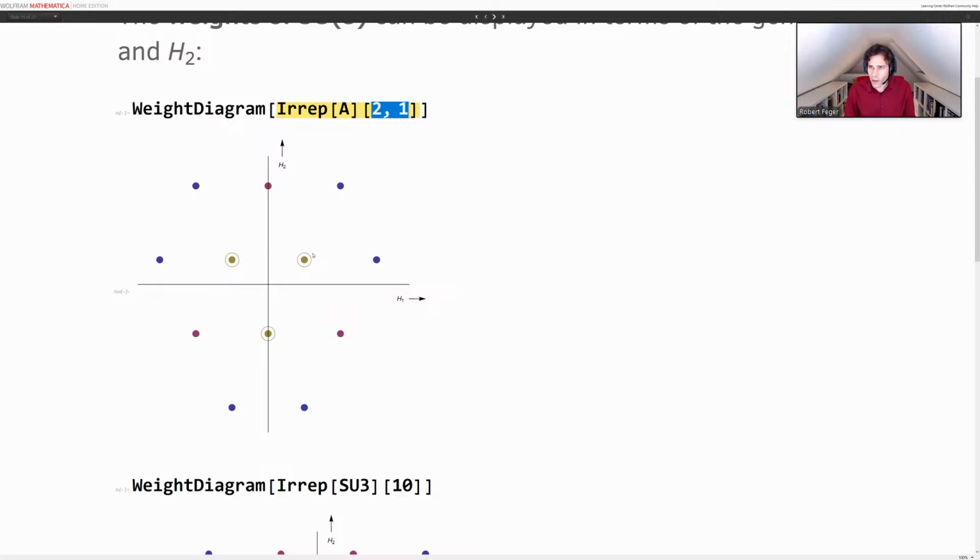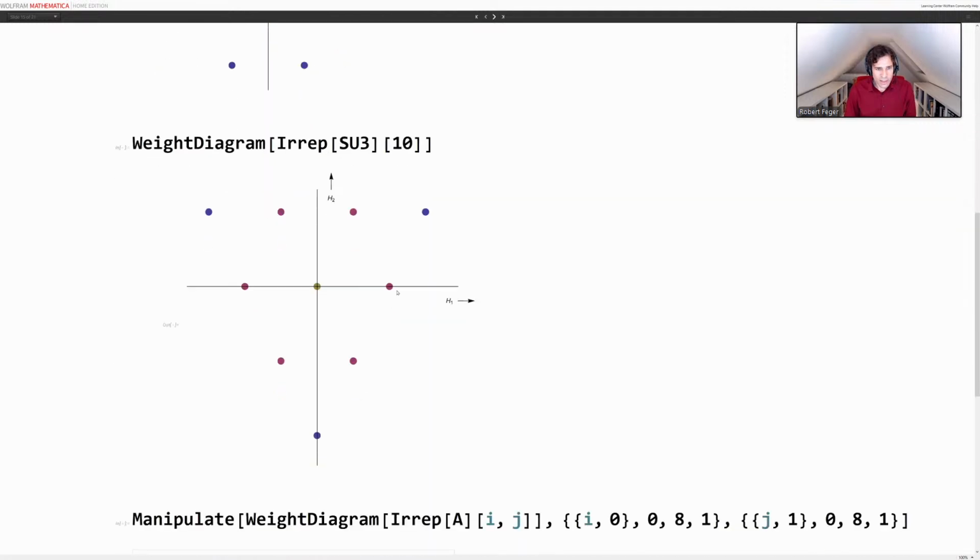And now you see why the term orbit is very nice, because it forms like an orbit with the same distance from the origin for all of the orbits. This is the weight diagram for the decuplet, so the 10-dimensional representation of SU3.